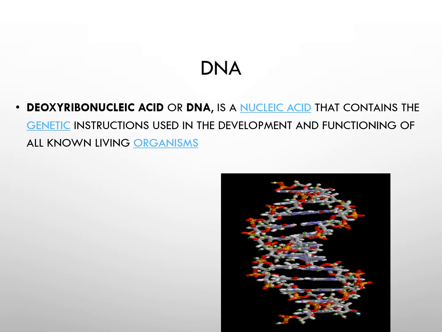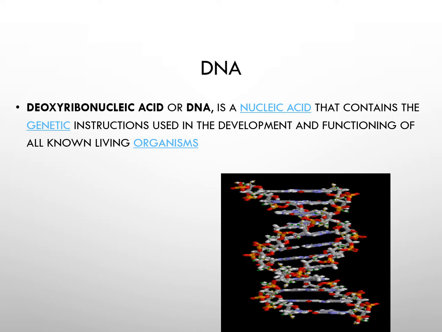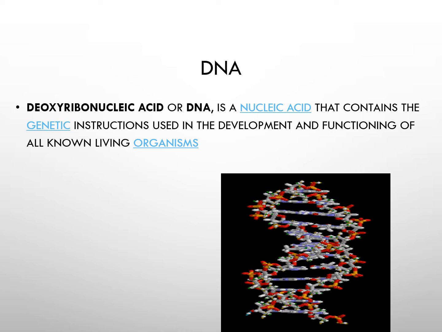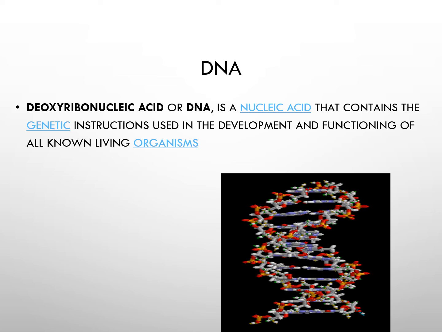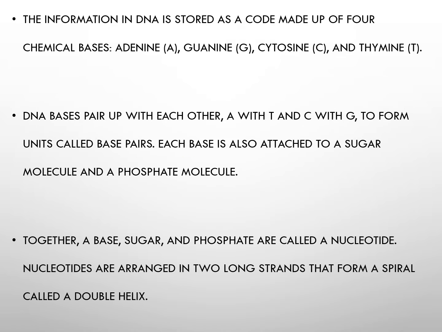Now what is DNA? Deoxyribonucleic acid, or DNA, is a nucleic acid that contains the genetic instructions used in the development and functioning of all living organisms. The information in DNA is stored as a code made up of 4 chemical bases. They are adenine, represented as A, guanine, G, cytosine, C, and thymine, T. DNA bases pair up with each other, A with T and C with G, to form units called base pairs. Each base is also attached to a sugar molecule and a phosphate molecule.